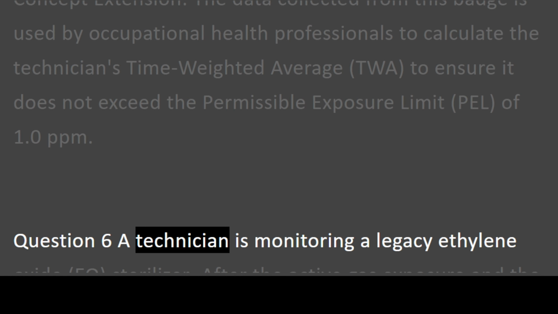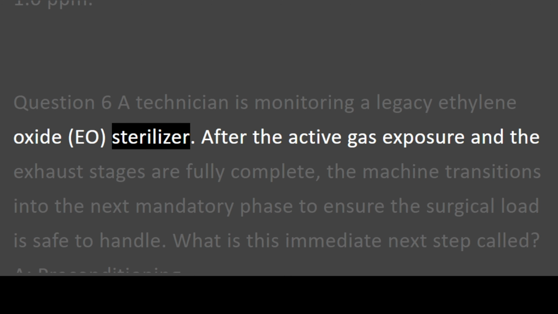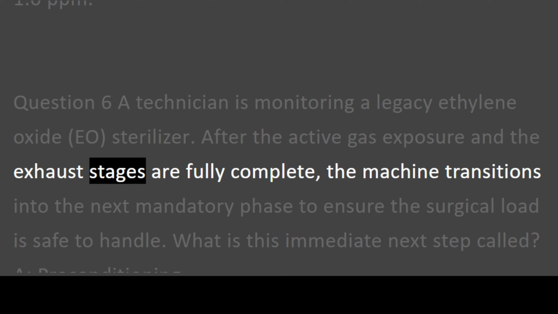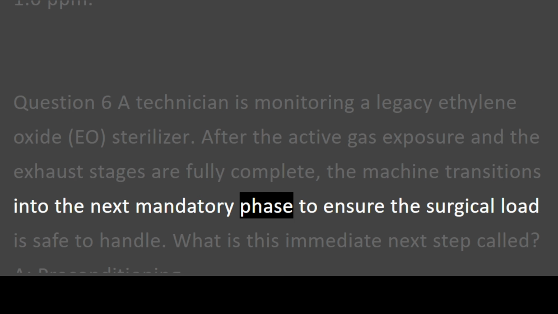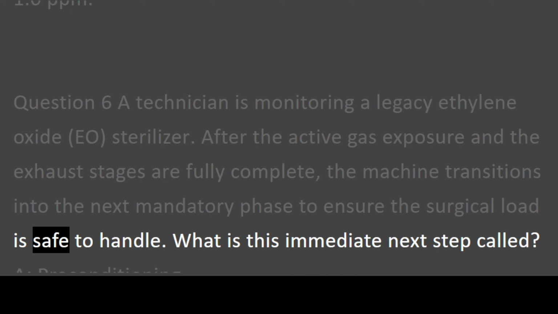Question 6. A technician is monitoring a legacy ethylene oxide, EO, sterilizer. After the active gas exposure and the exhaust stages are fully complete, the machine transitions into the next mandatory phase to ensure the surgical load is safe to handle. What is this immediate next step called?